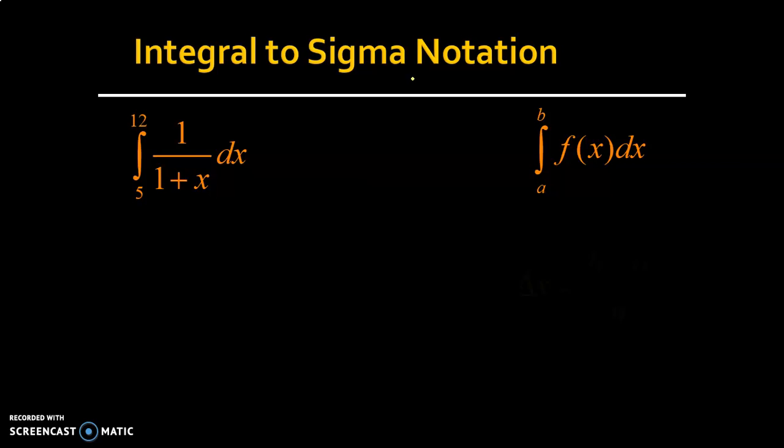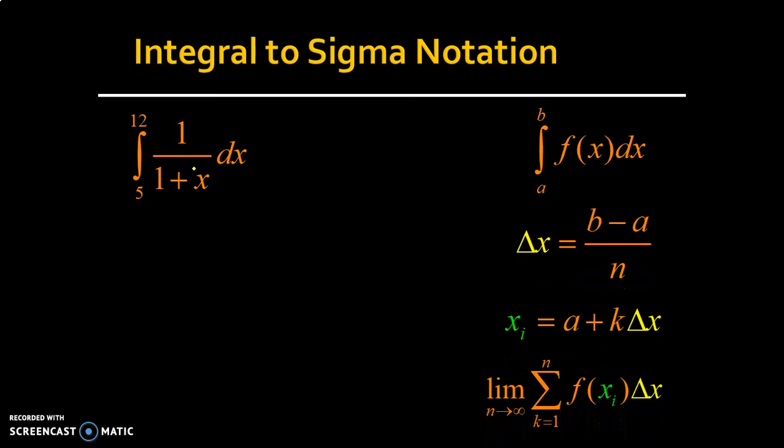So I want to do the integral from 5 to 12 of 1 over 1 plus x dx. It's matching this formula. So f of x is 1 over 1 plus x. That's my f of x. A and b are my limits. So a is 5 and b is 12. And then I'm going to come up with these 2 formulas and plug them into this notation.